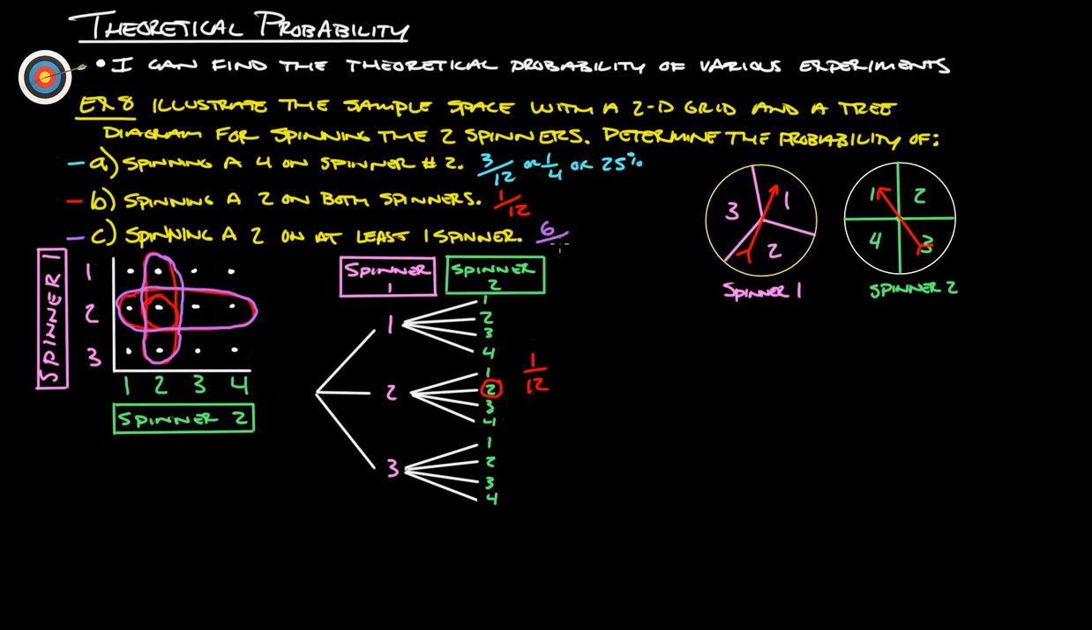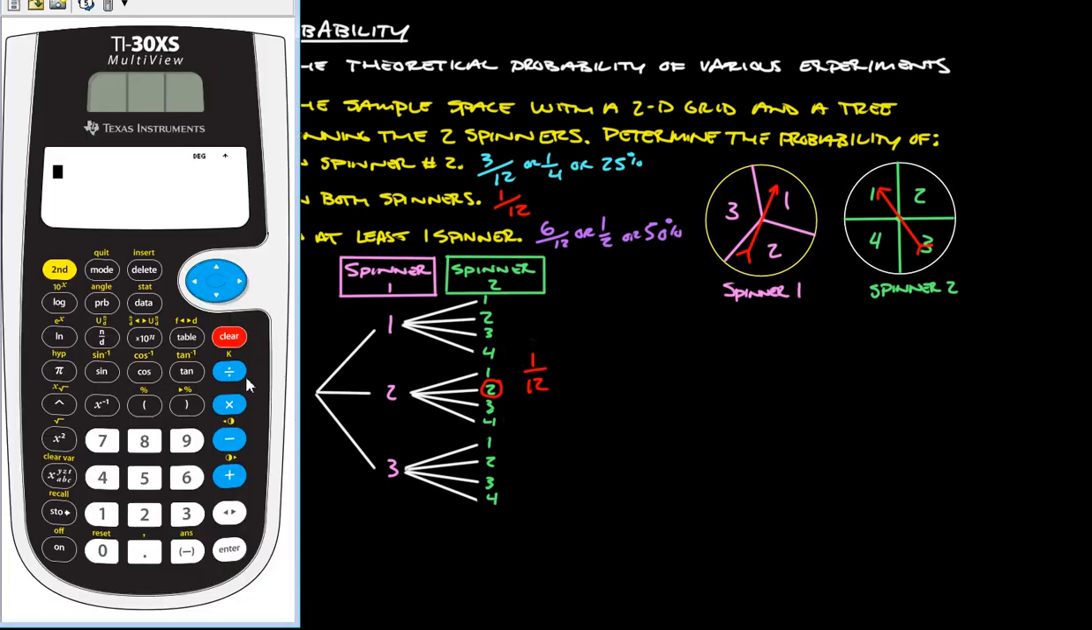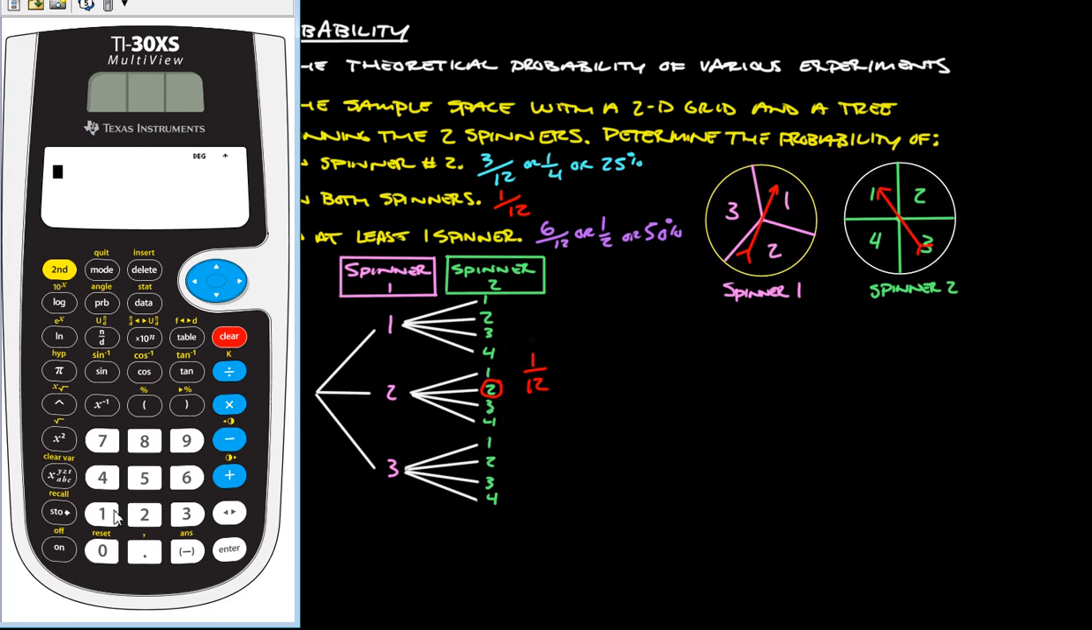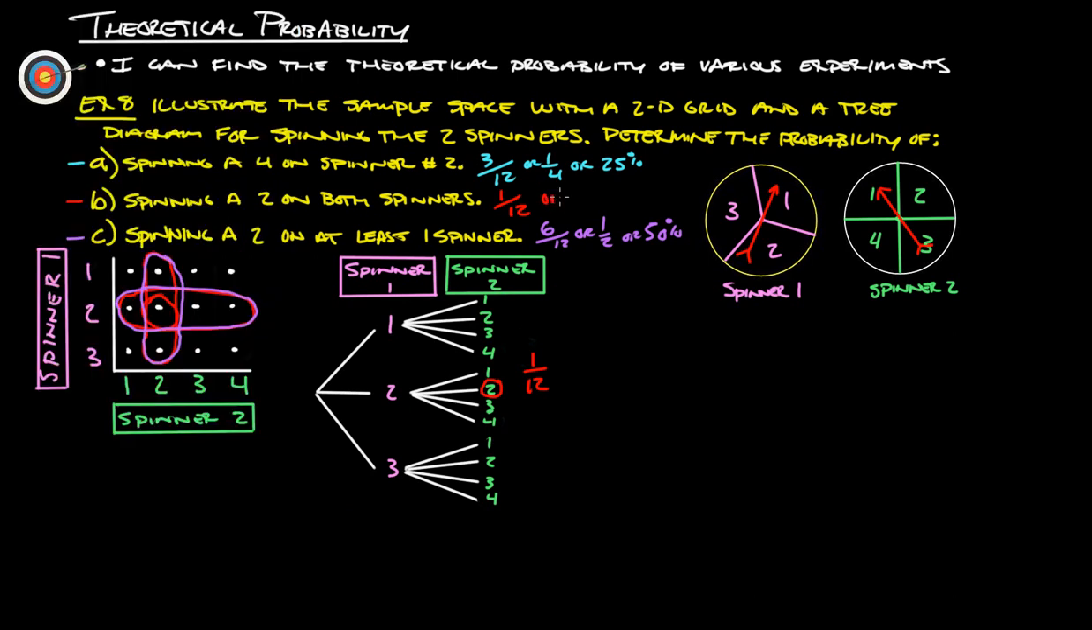So that would be 6 out of 12, which is 1/2 or 50% of the time. We can go through and calculate that percent there. We never did that. We should do that. And we get 1 divided by 12 is 8.3%, on that one there.